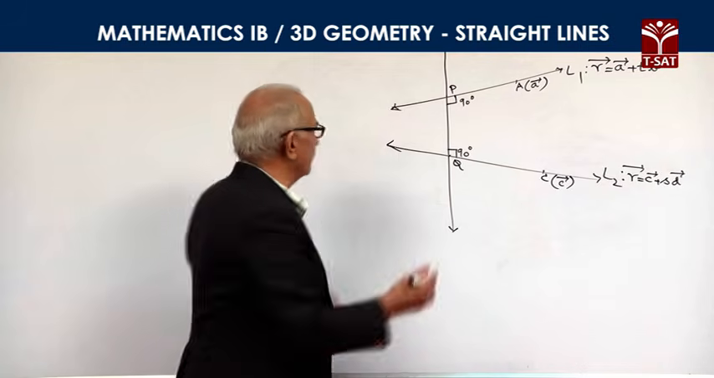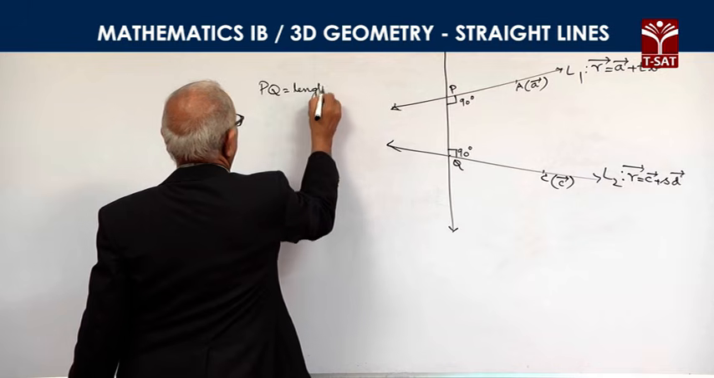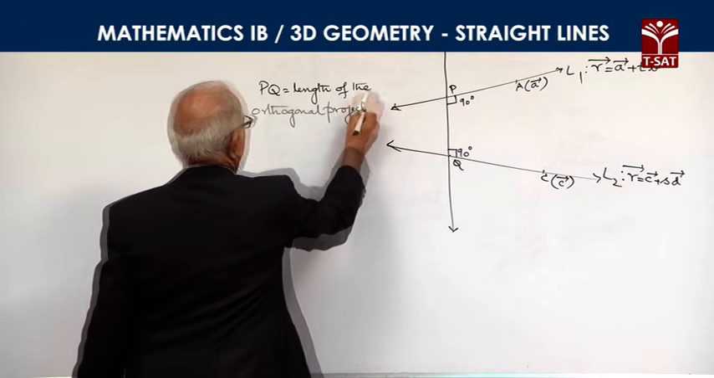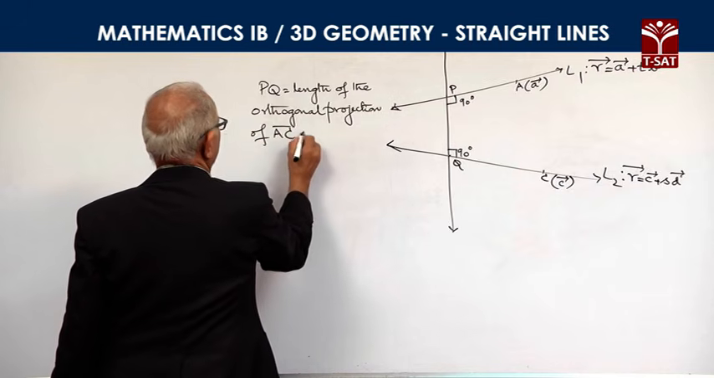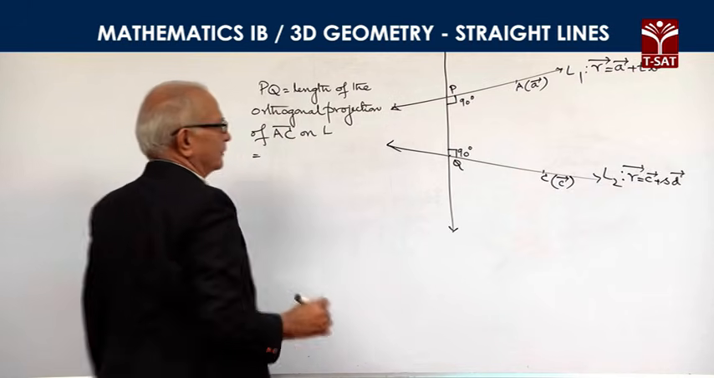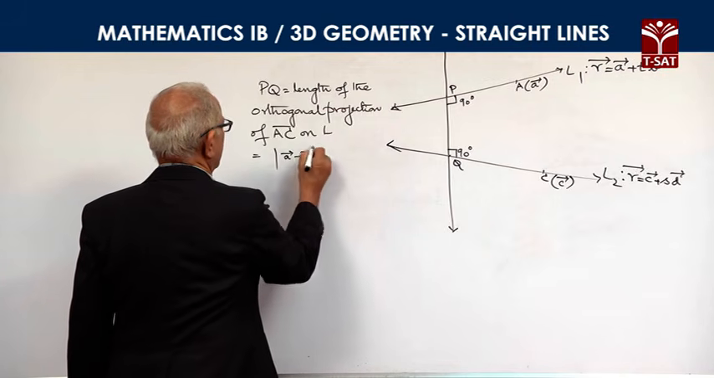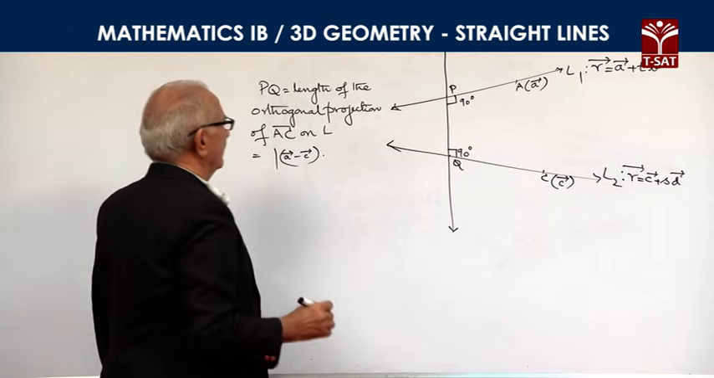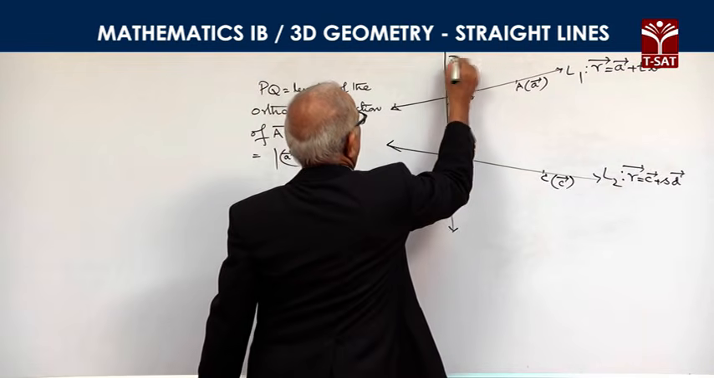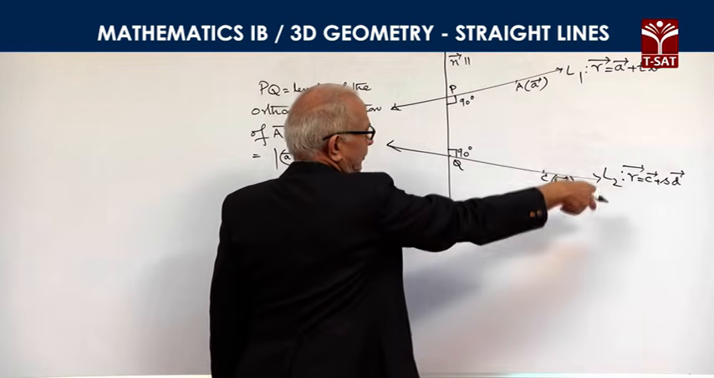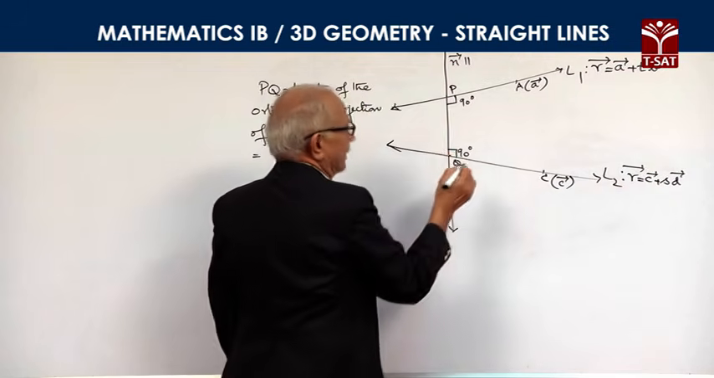And therefore, PQ is equal to the length of the orthogonal projection of line segment AC on L. So that means it is mod of (a bar minus c bar) dot n bar. What is n bar? This is perpendicular to b bar, this is parallel to b bar, this is parallel to d bar. So the common line is parallel to b cross d.